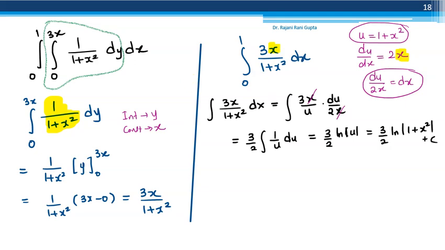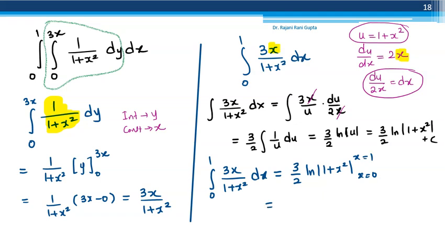Now, let's come back to your question. It's 0 to 1, 3x over 1 plus x squared dx. This becomes 3 by 2 ln of 1 plus x squared, with limits for x from 0 to 1. So just replace the value of x here by 1 and 0, and you will get your final answer. So this will be 3 by 2 times ln of 2 minus ln of 1. Ln of 1 is 0. So it is 3 by 2 ln of 2.